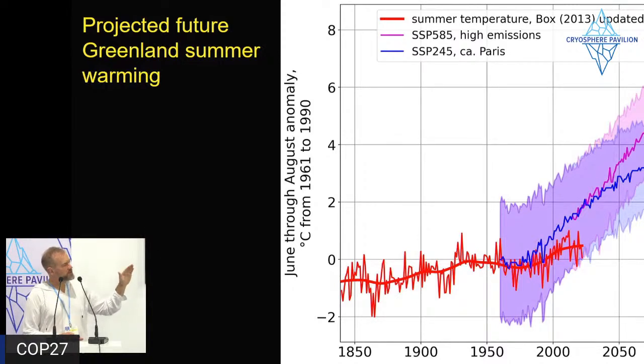We could talk about the deviation between the models and the observations there in the first decades, but I think it's not that important. What I want to point to here is it's about 5 Celsius by end of century for Greenland.